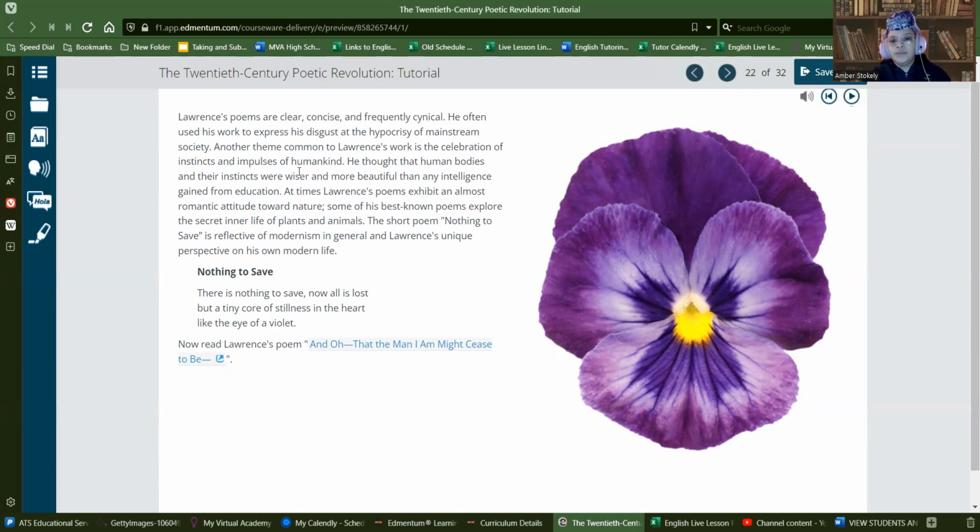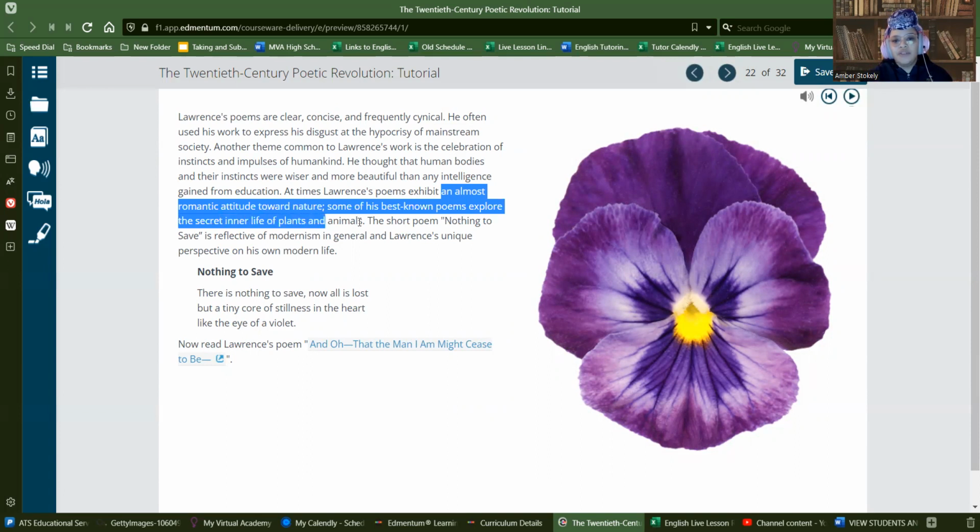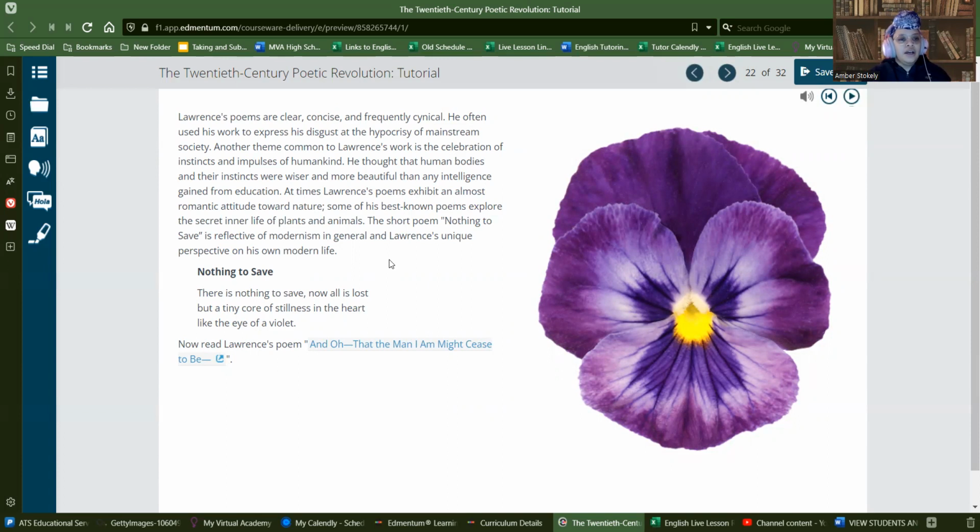And it's said that some of his poems exhibit an almost romantic attitude towards nature. Some of his best known poems explore the secret inner life of plants and animals. So they give you an example of one of his poems, Nothing to Save. It's reflective of modernism in general and Lawrence's unique perspective on his own modern life. So this is just like kind of everything we just talked about rolled together as an example.